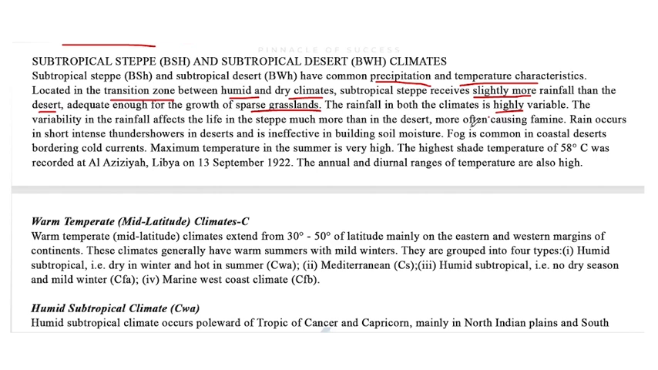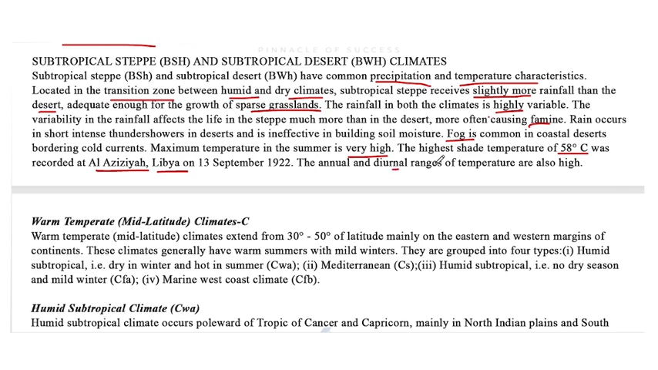More often causing famine. Rain occurs in short, intense thunder showers in deserts and is ineffective in building soil moisture. Fog is common in coastal deserts bordering cold currents. Maximum temperature in the summer is very high. The highest shaded temperature of 58 degrees Celsius was recorded at Al Azizia, in Libya, on 13 September 1922. The annual and diurnal range of temperature are also high.